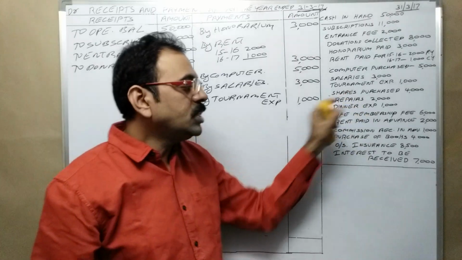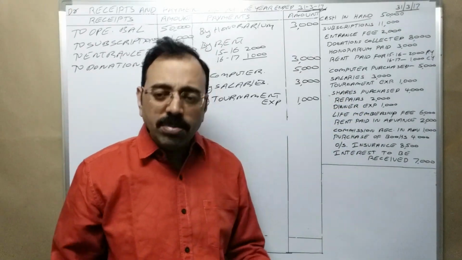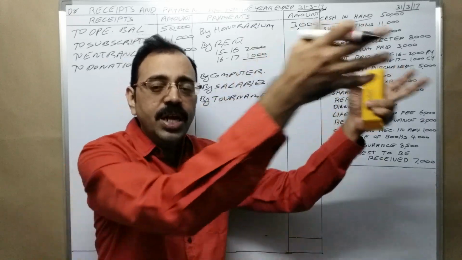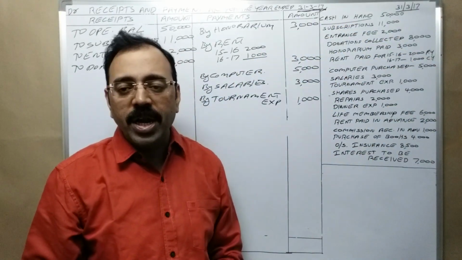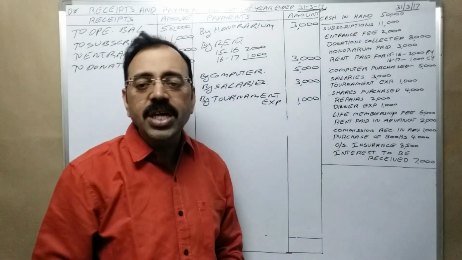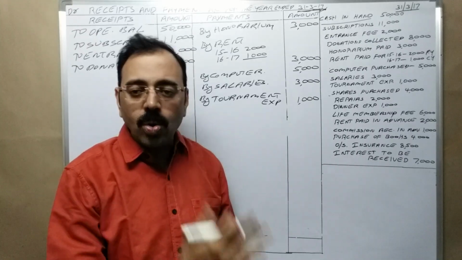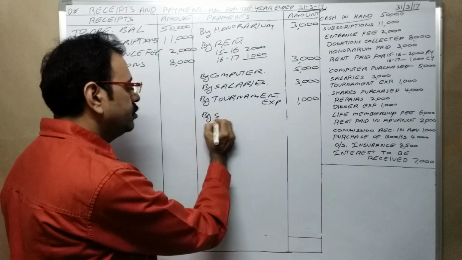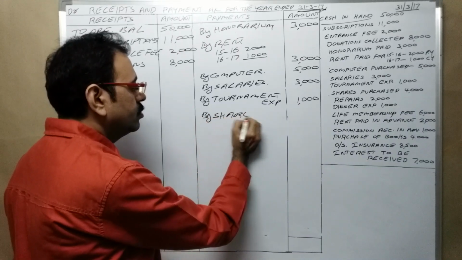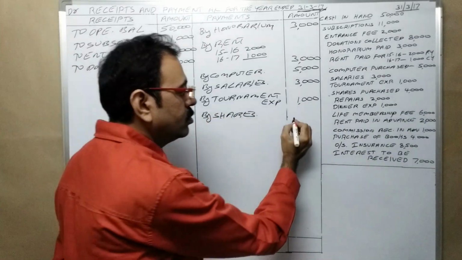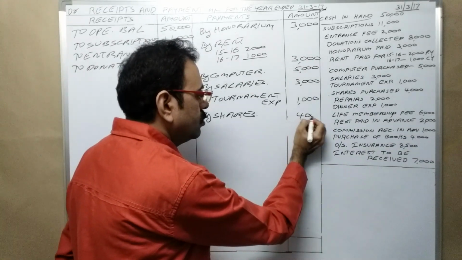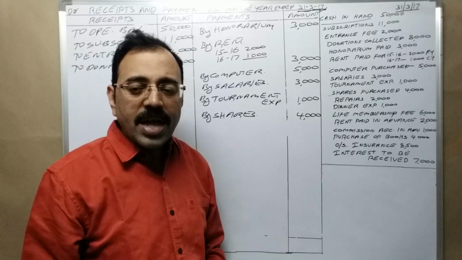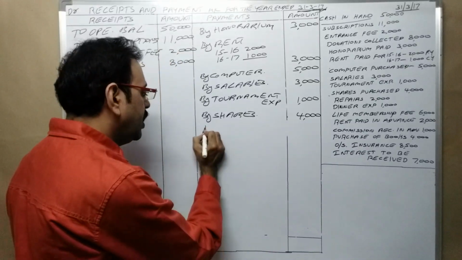Next, shares purchased. We have some savings money. That money we invested in one public limited company by purchasing their shares. Cash is going, therefore credit side. Repairs. Cash is going, credit side.